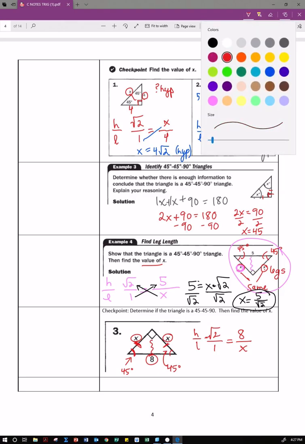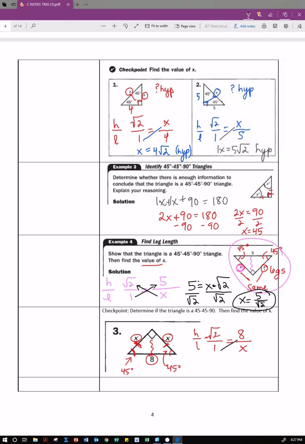Cross multiply. 8 times 1 is 8. x times the square root of 2 is x times the square root of 2. Divide both sides by that square root of 2. Yep, you're going to get a funny looking number. It's okay. Fractions are fun. Fractions are awesome. Okay, so x equals 8 over the square root of 2. And no, we would not be able to reduce the 8 and the 2 there. So just leave it, okay?